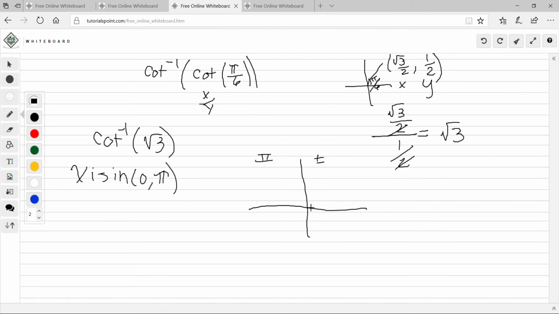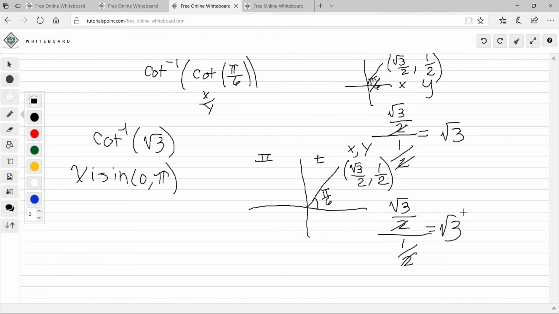Let's try pi over 6. So pi over 6 has coordinates of root 3 over 2, comma, 1/2. So here's your x and here's your y. So this works. Cotangent is x over y, so we're going to use root 3 over 2 divided by y, which is 1/2. The 2's cancel, you get root 3. So this works.